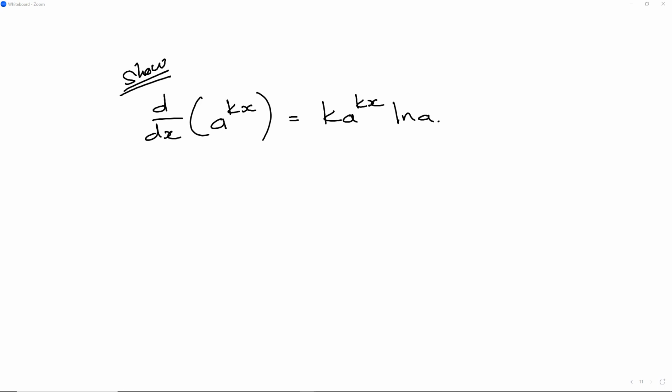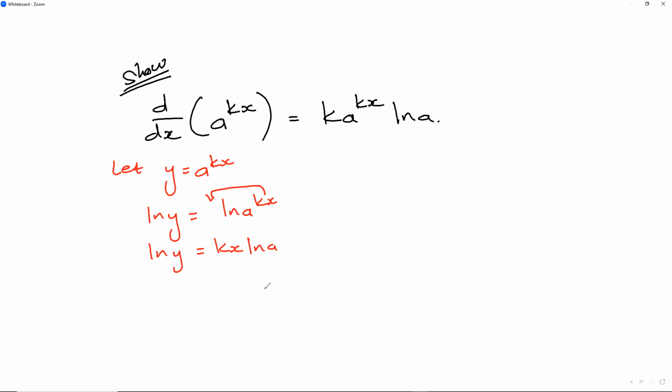All right, so for this question, the first thing I'm going to do is let y equal a to the power of kx. And then I'm going to ln both sides. So ln y equals ln a to the power of kx. And I'm going to move that power to the front. It's going to become kx ln a. And I've got ln y over there.